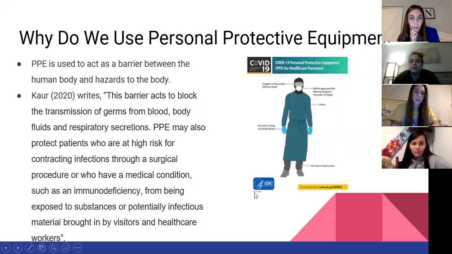Why do we use personal protective equipment? PPE is used to act as a barrier between the human body and the hazards to the body. Cowper writes, this barrier acts to block the transmission of germs from blood, body fluids, and respiratory secretions. PPE may also protect patients who are at high risk for contracting infections through a surgical procedure or who have medical conditions such as immunodeficiency from being exposed to substances or potentially infectious material brought in by visitors and healthcare workers.